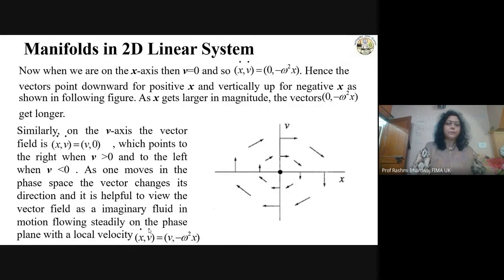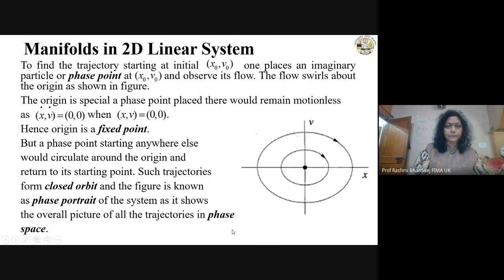Now you see that on the x-axis when v equal to 0, you are getting these trajectories. Because as x gets larger in magnitude, the vector 0, minus omega square x gets longer. So you are getting this as a trajectory. The vector v, 0 points to the right when v is greater than 0, and to the left when v is less than 0. So you are getting different types of trajectories, and as x is varying, you are getting larger and larger trajectories.